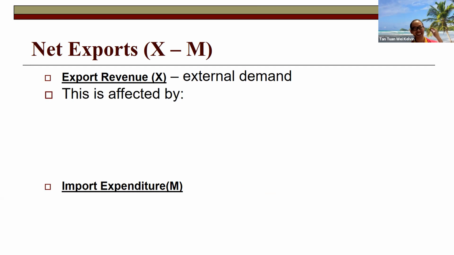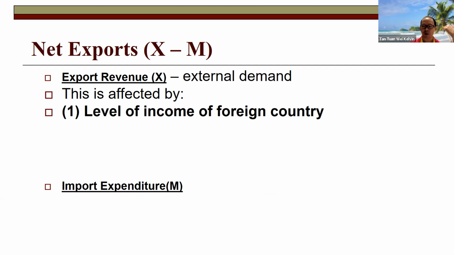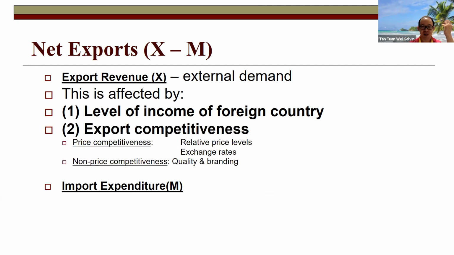Let's see how export revenue is affected. Basically, export revenue is affected by the level of income in the foreign country, not your income, but their income. So as they get richer, if you're selling goods that are normal, the demand for your exports will tend to increase. Also, it depends on your export competitiveness. How good are your exports? There will be quality. How cheap are the exports? There will be the price level. So it is affected by income and prices as well as the quality.